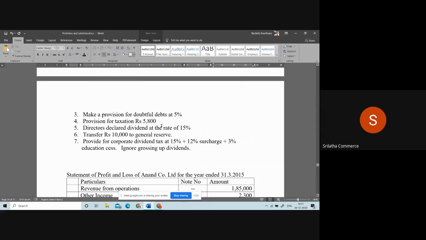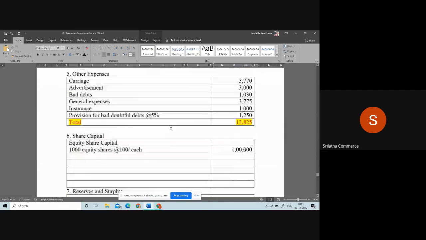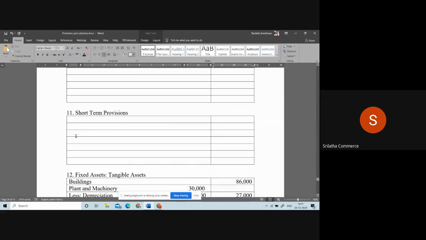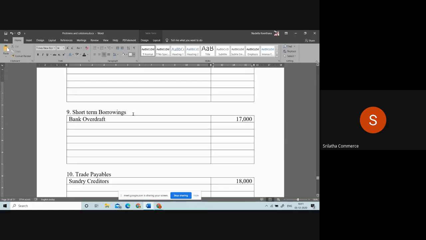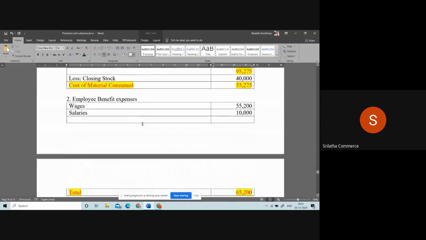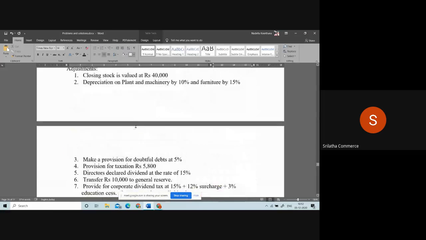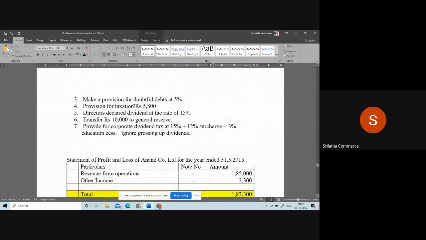Provision for taxation comes under short-term provisions. So under short-term provisions, provision for taxation 5,800. Okay. Any doubts? One we had deducted in the statement of profit. The other one we have taken under short-term provisions. Then comes, so this is also over.